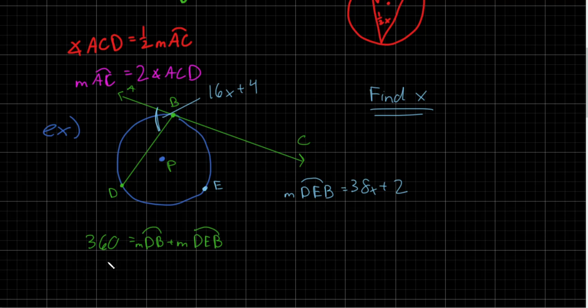Which one do we already know? Which arc do we already know? Yeah, we already know DB, which was 38x plus 2. We need to find the arc of DB. Use your theorem above to help you find what it might be. You're not going to get a certain number right now, but it's going to be expressed as an expression.